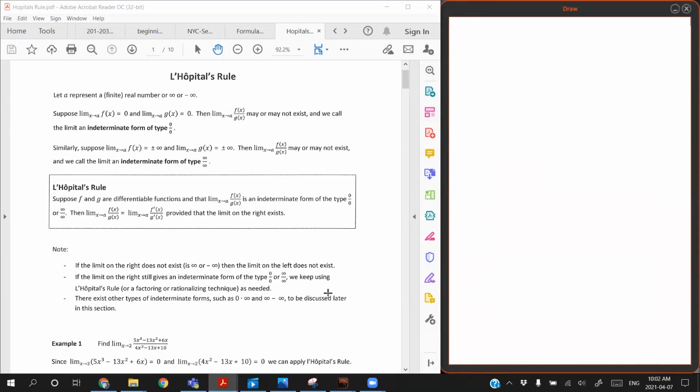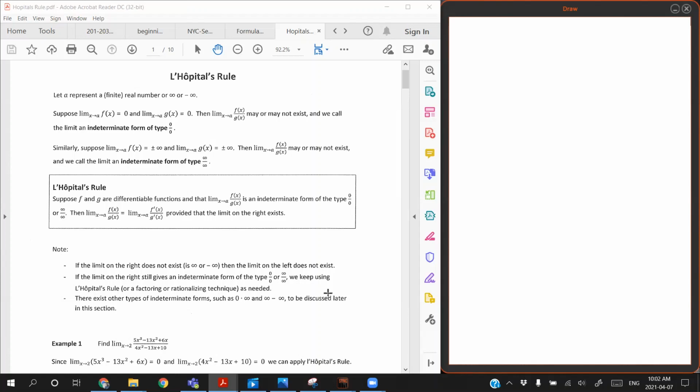L'Hopital's rule. This is a method for solving limit problems. It's actually one of the applications of derivatives. So in order to be able to use this method, you need to remember how to take the derivative of different functions. All those rules that we learned in Cal 1, like product rule, quotient rule, the chain rule, we're going to use them in this technique, L'Hopital's rule.